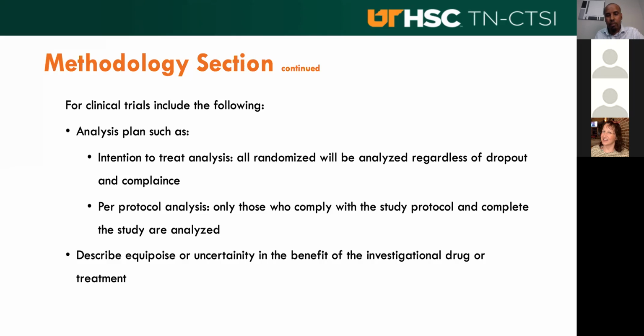And describe the equipoise or uncertainty and the benefit of the investigational drug or treatment. This means to justify your research, your clinical trial, there has to be some form of uncertainty whether the investigational drug is beneficial or not. So there has to be equipoise or uncertainty in the benefit of the investigational drug. And that's why you conduct your research to show whether it is beneficial or not.